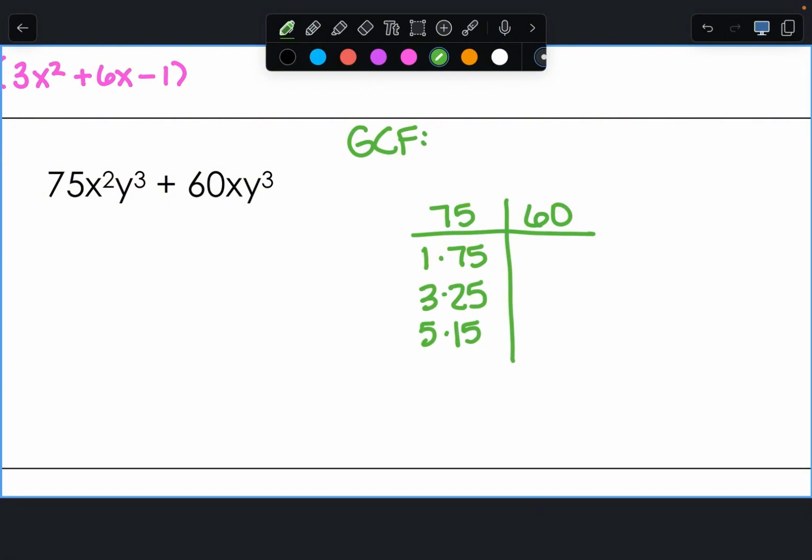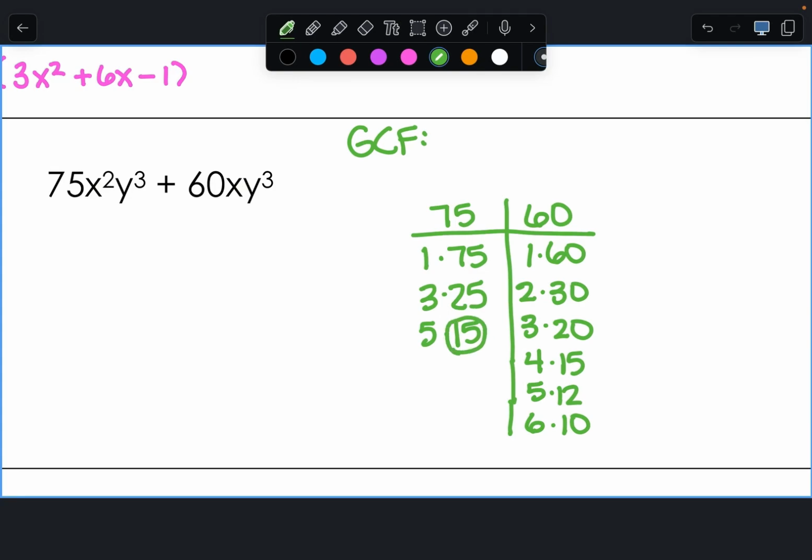Now let's do the 60. 1 times 60, 2 times 30, 3 times 20, 4 times 15, 5 times 12, and then 6 times 10. Now, which one's the greatest common factor? 15. Yes, but there was a lot of guessing, so we needed to practice doing the chart.